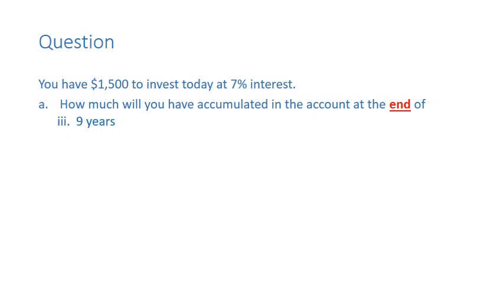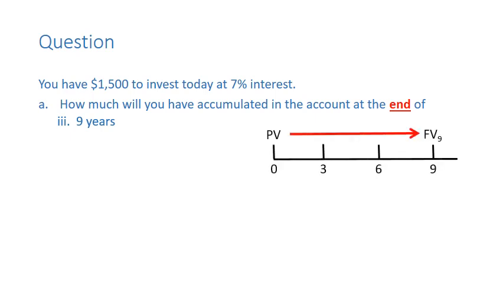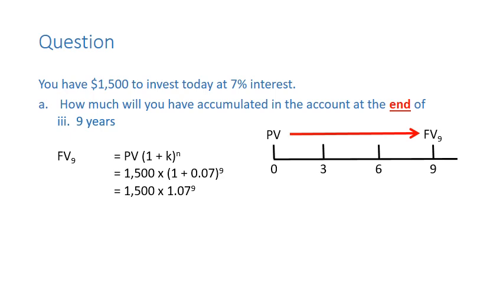Part 3, we're looking at the end of 9 years. Refer to the timeline. We're finding the future value 9, FV9, the future value at the end of year 9. Here, same formula, FV9 equals PV times (1 plus K) to the power n. Take note, this time around you have 9 years, 9 periods, so n is 9. Substitute figures in. You get the answer 2757.69.